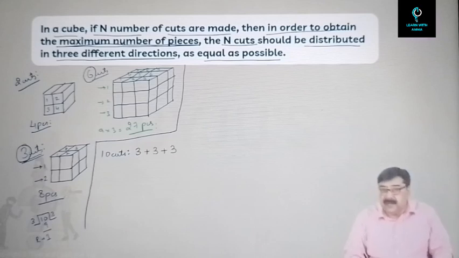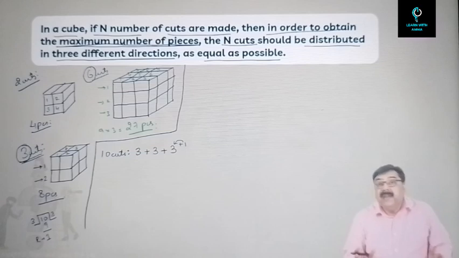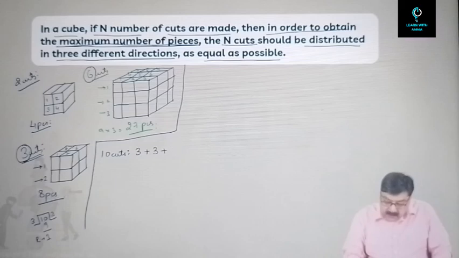Well, in such a case, you will distribute these cuts as equally as possible in 3 different directions. That is 3 plus 3 plus 3, which becomes 9, plus 1 in one direction, which will make this 4, so that the difference between the number of cuts made in any 2 directions remains the least, which is 0, or let us say 1, as minimum as possible. So here, what we will get will be a 4. So 3 plus 3 plus 4. See, the difference here is 0. Difference here between these 2 number of cuts is 1.